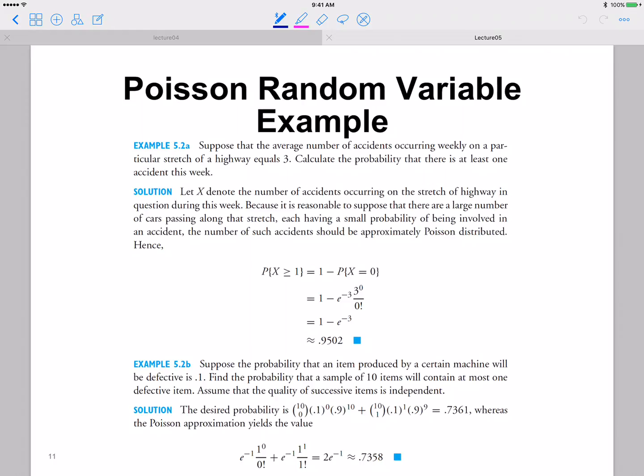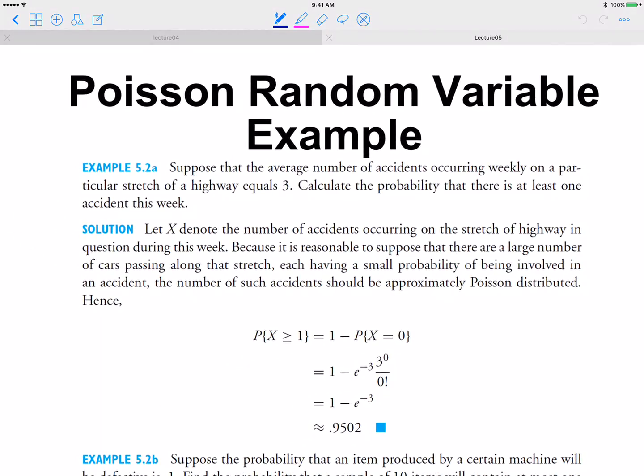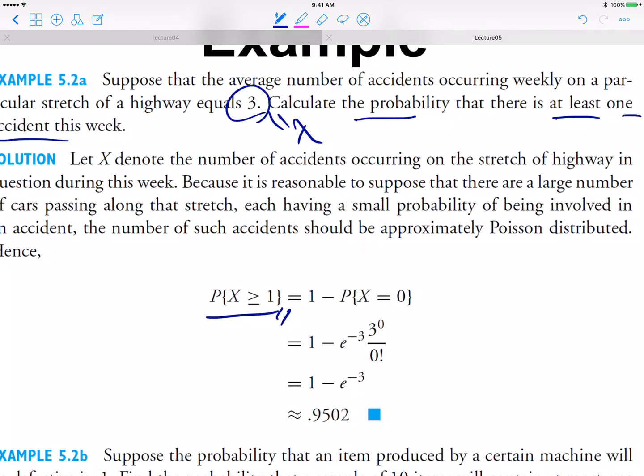Okay, let's look at an example. Here, the average number of accidents occurring weekly on a particular stretch of a highway equals 3, which means lambda is 3. If it follows the Poisson distribution, we have to calculate the probability that there is at least one accident per week. So we have to consider the probability of this case, and there are infinitely many possible cases where x is 1, 2, and maybe infinite.